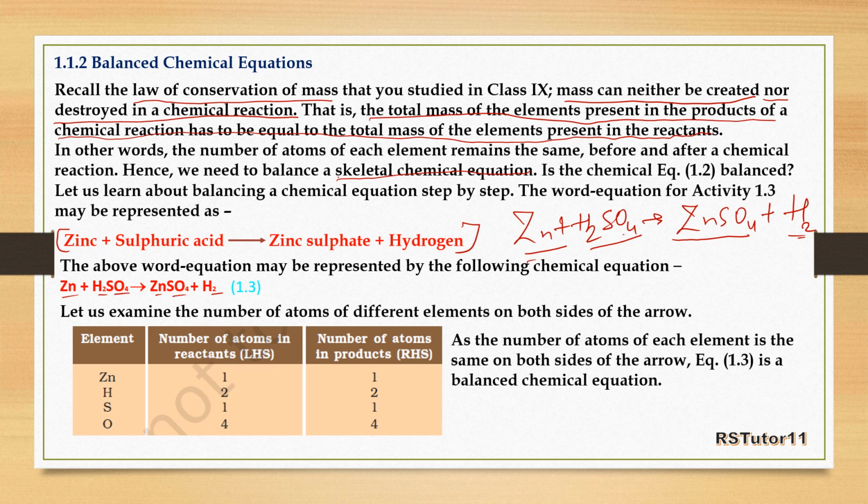Let us examine the number of atoms of different elements on both sides of the arrow. Zn has 1 and 1. H has 2 and 2. Sulfur has 1 and 1. Oxygen has 4 and 4. Yes. So LHS and RHS should be equal in a balanced chemical equation.